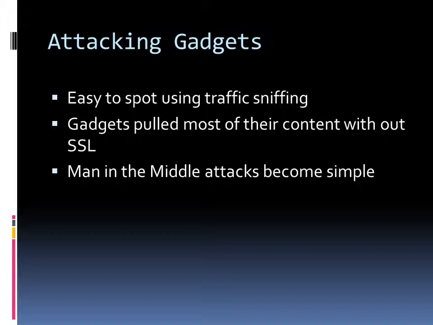It was found that traffic that was sent from the gadgets themselves was easy to spot using traffic sniffing. It was found that all the gadgets that were used on a 64-bit system were using a specific HTML header that is only found in gadgets, so that made them particularly easy to spot. The gadgets pulled most of their content without SSL. The HTML and JavaScript were in plain text.